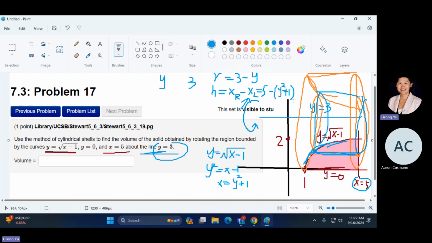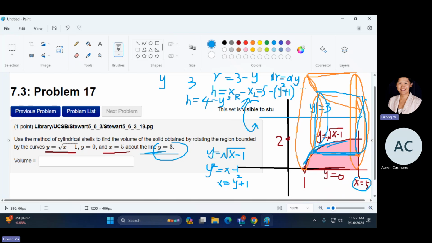So then we subtract them. xr minus xl is 5 minus (y squared plus 1). So it's 5 minus y squared minus 1. It's actually 4 minus y squared. That's our h. h is 4 minus y squared. And then with r, we're also going to have dr. Since r equals 3 minus y, dr is going to be dy, since we are trying to control the direction of the y.